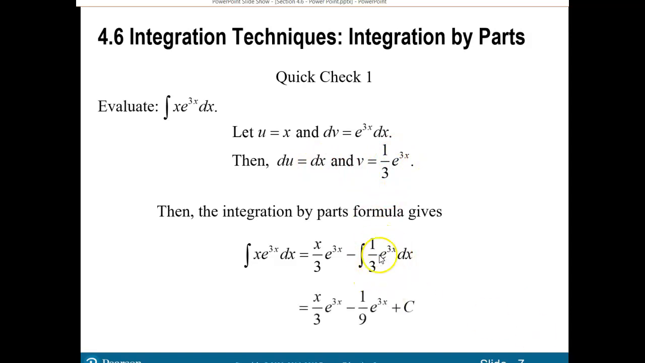Don't forget, you still have to evaluate this, so this part's just what it is, x over 3 e to the 3x minus 1/3 just stays in the front. This antiderivative is e to the 3x divided by 3, so that's where the 9 comes from, plus c.